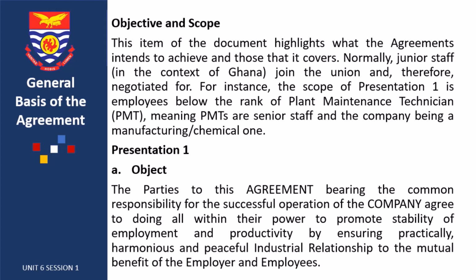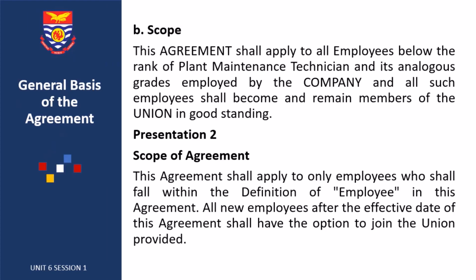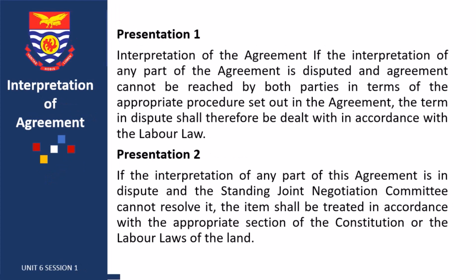So presentation one talks about the objective, and that is the parties to this agreement bearing the common responsibility for the successful operation of the company and all that. Then the scope talks about the agreement applying to employees below the rank of the plant maintenance mechanician and all that. Then presentation two talks about the scope of the agreement. Then the interpretation of the agreement, which has presentation one and two.